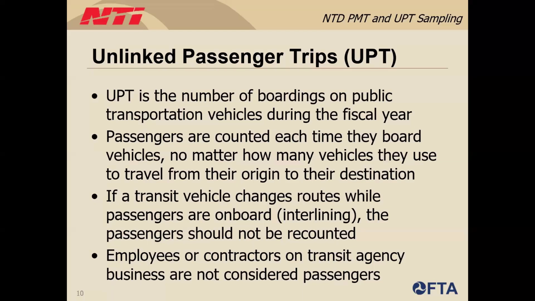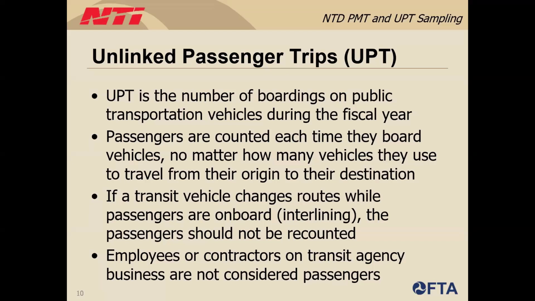Unlinked passenger trips, or UPT, as we'll refer to it moving forward, is the count of boardings on public transportation vehicles throughout your agency's fiscal year. Passengers are counted each time they board vehicles, no matter how many vehicles they use to travel from their origin to their destination. If a transit vehicle changes routes while passengers are on board, they should not be recounted. This is referred to as interlining. Also note for UPT, any employees or contractors on board for transit agency business, such as ride checking, which we'll talk about today, should not be considered passengers and are not included in your total UPT count.